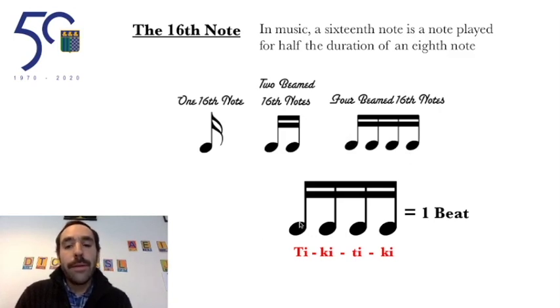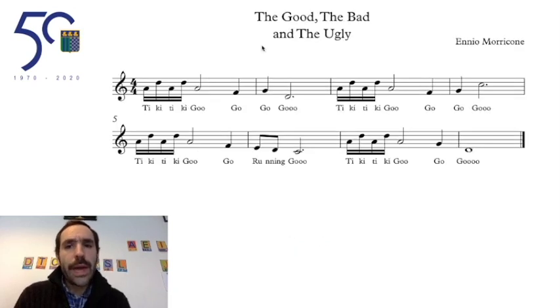So first we need to know that four beamed 16th notes together last one beat, and the keywords will be tiki tiki, go, go, running, go. Okay, it's a fast rhythm, four 16th notes together. Here we have the keywords. Let's start.